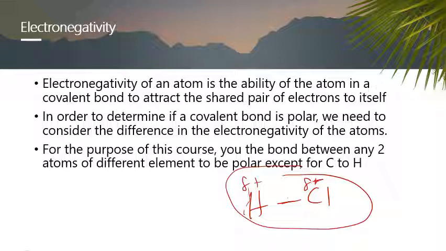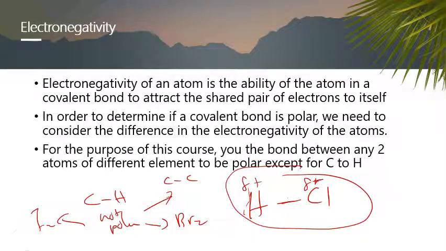we consider any two atoms of different elements to be polar except C and H. What do I mean? That means a CH bond is considered not polar, right? A CC bond, they are same, not polar. What else is not polar? Br2 is not polar, I2 is not polar, S8 is not polar. Why? Because they have the same type of atom. So then what's polar? HCl is polar because different atoms.